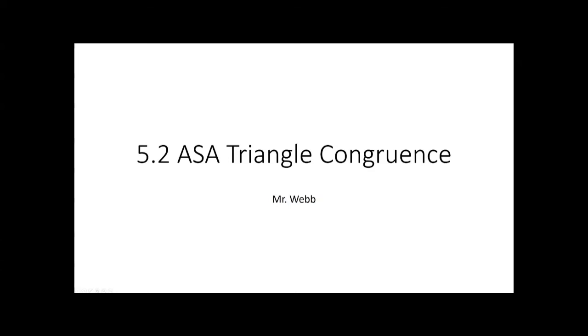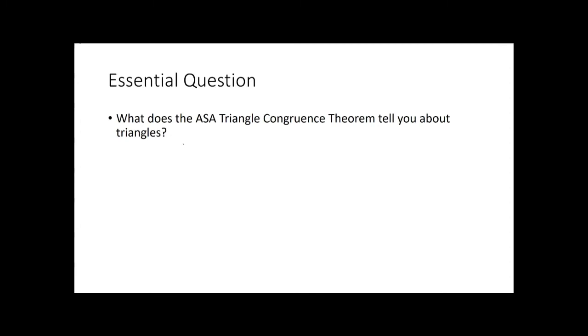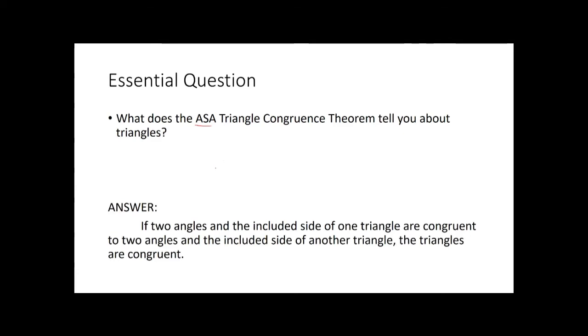Hi guys, this is for module 5.2, angle, side, angle, triangle congruence. That's what the ASA means, okay? Angle, side, angle. All right, so what does the angle, side, angle, triangle congruence theorem tell you about triangles? Basically, if you have two angles and the included side of one triangle that are congruent to two other angles and another included side of another triangle, those triangles are congruent.